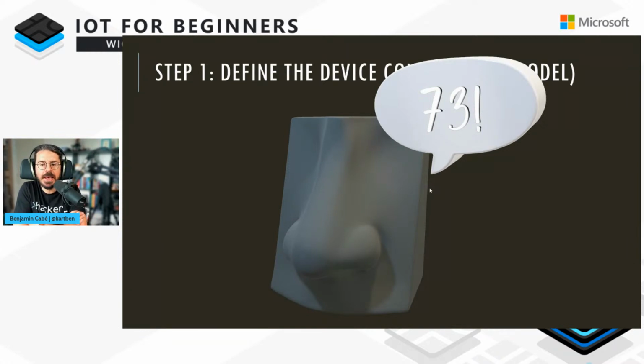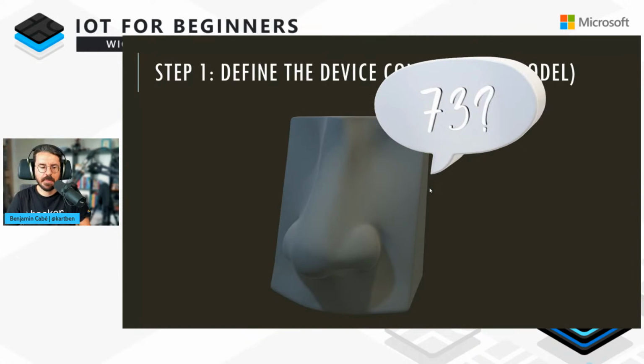But if the data really is just, say, a number that says 73, what does that mean anyway? When the nose is sending 73 to a cloud backend, does it mean that it's 73% of humidity? Is this 73% of battery left? Is this 73 ppm of nitrogen dioxide concentration in the air? It depends, right?